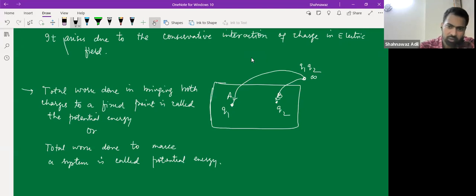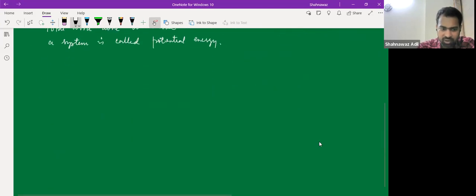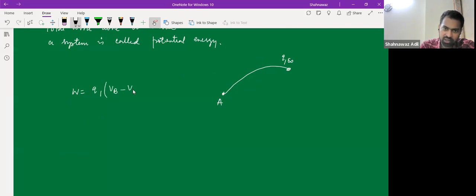Done. Okay, so now let us derive the formula for potential energy. I had said that first I take this Q1 charge to a fixed point A. So work done would be Q1 times V infinity minus VA. Is that clear? This would be the work done, but you see that there is no electric field.